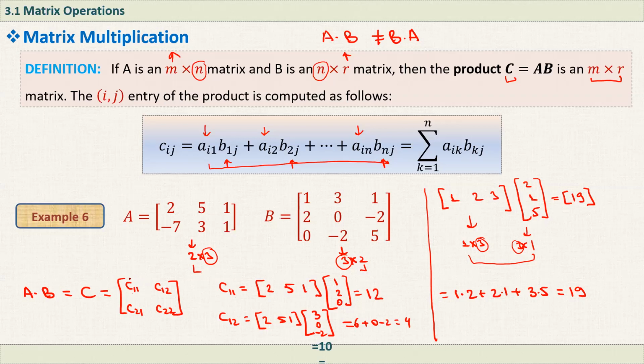Now, we know the value of C11 and C12, right? Those are 12 and 4. So how about, for example, C21? I can evaluate this somewhere there. Okay, let me just change marker color. C21 is the second row of the first matrix, the first column of the second matrix. What is the second row of A? That is negative 7, 3, 1. And we should multiply by the first column.